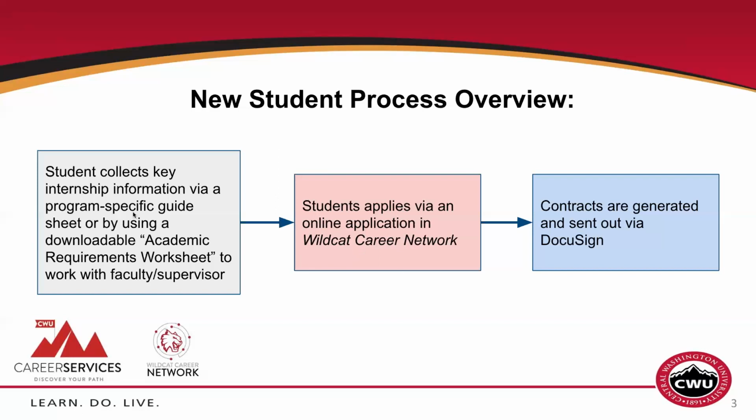So with the information they've collected from their department on the worksheet or in the guide, they would then fill out the online application, providing their information as well as the program-specific details they have. Once that's reviewed and approved by the Career Services Office, we would then create a DocuSign learning agreement. And this learning agreement will be emailed to the student, then to the faculty, then to the chair. Each person on the chain will review the email and sign off on it.